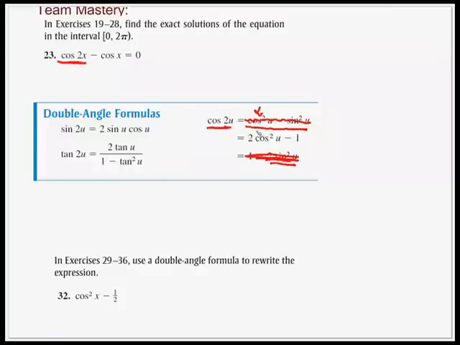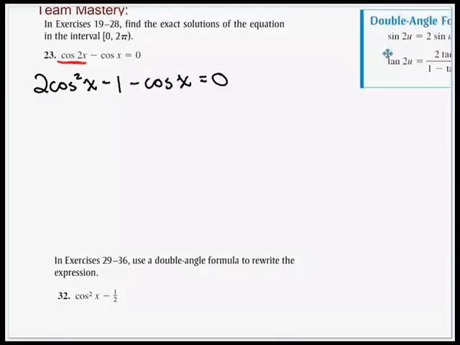But this one here has a cos squared term and just some numbers. Here's a cos. That'll make it easier to factor. So let's replace this cos of 2x with this quantity. 2 cos squared of just x minus 1, and then we have this minus cos of x. And that's all equal to 0.